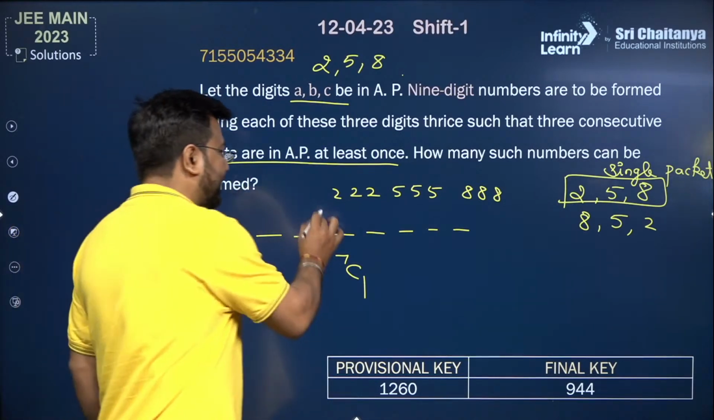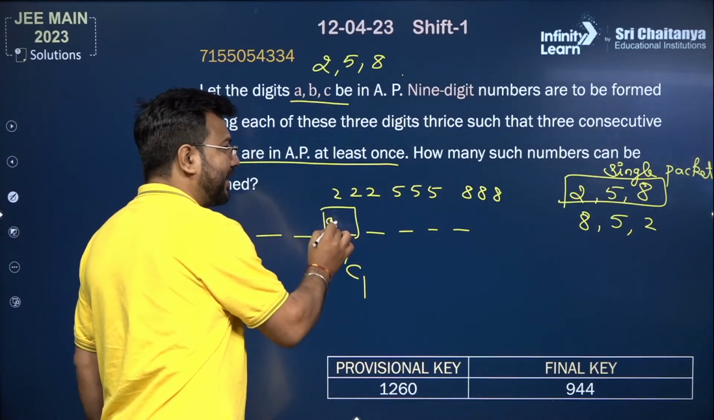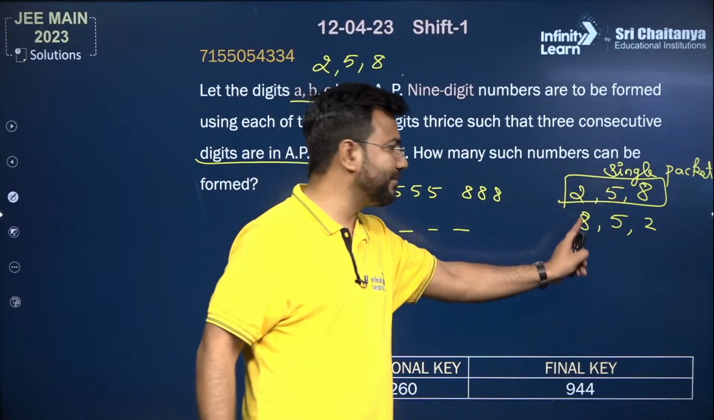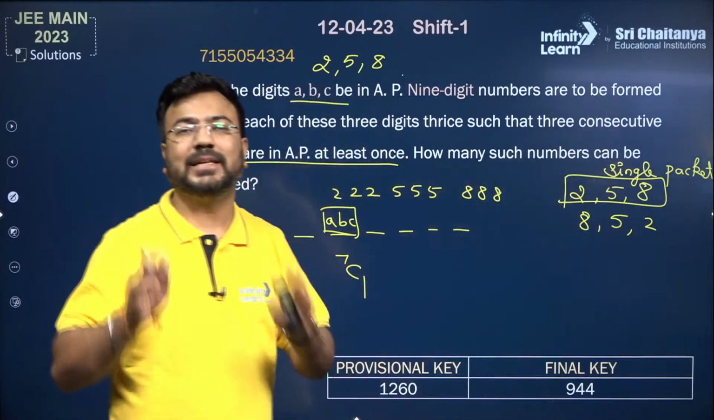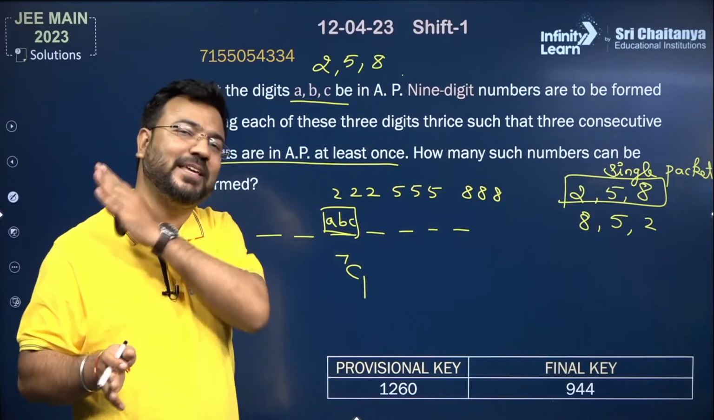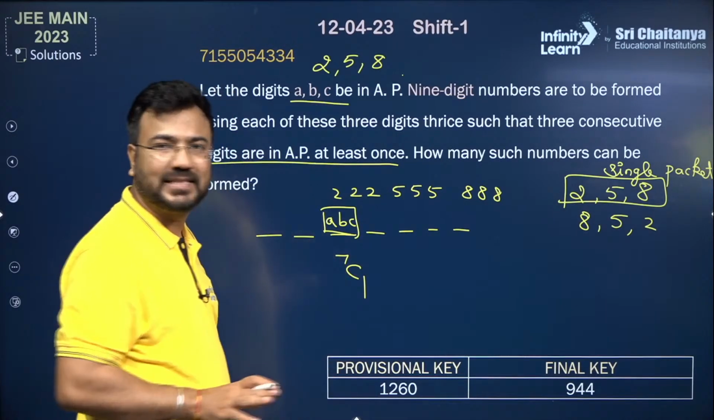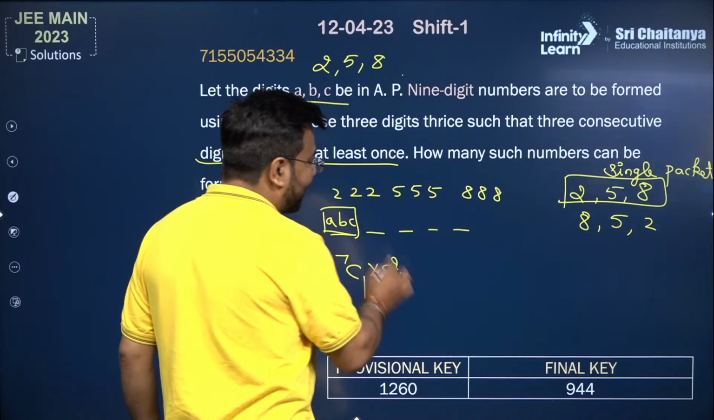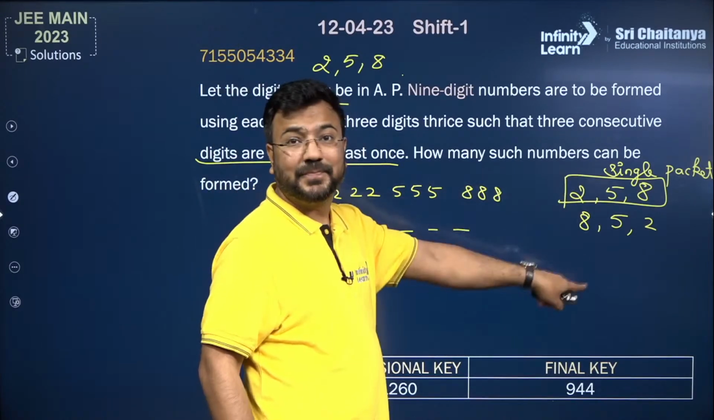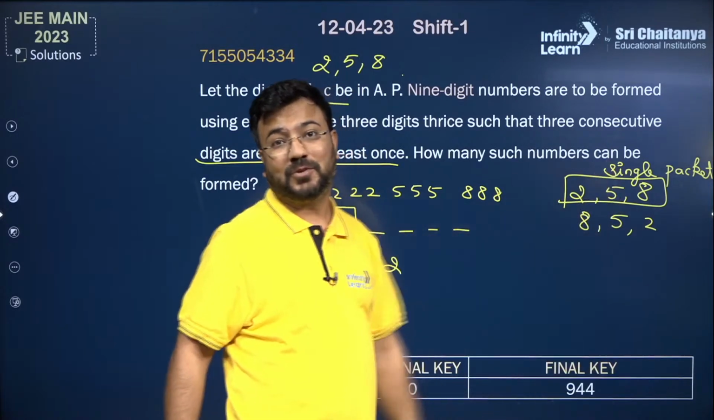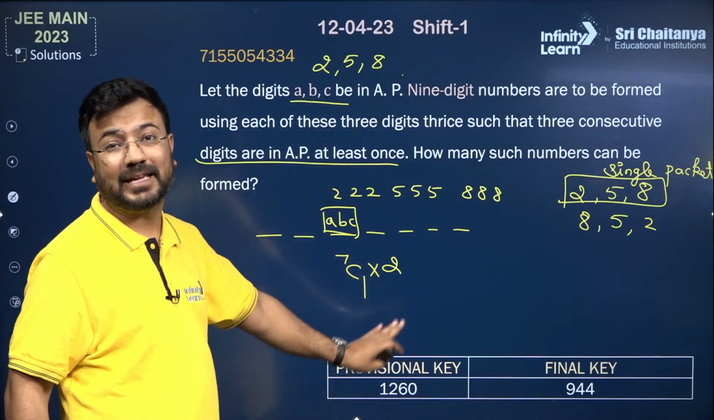Suppose I selected this place, and here I'll be keeping ABC. I can place 258 also, and I can place 852 also. I can place ABC also, and I can place CBA also. So 7C1 will help me select one place out of these 7 places. Now these 2 ways will help me place 258 or 852. That is why I am multiplying it by 2.